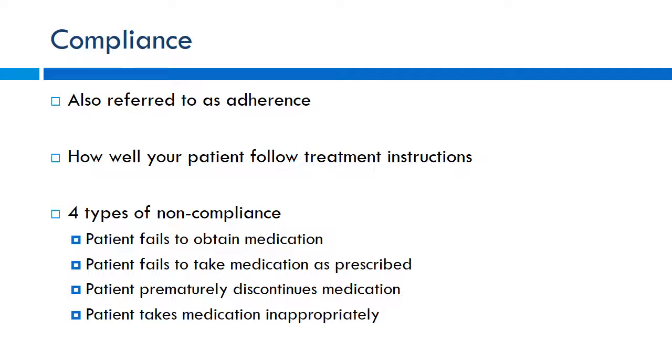Finished? Okay. So just real quick for compliance, also known as adherence, this is how well your patient is going to follow your instructions. There are 4 basic types of non-compliance. There's one where they fail to obtain the medication, so if they don't have money for it, they're not going to get it, or if they don't think it's going to work, they're not going to get it. They fail to take the medication as prescribed, either intentionally or unintentionally, right? So sometimes they're like, well, I only have enough money to get this every other month, so I'm going to take a pill every other day rather than one time a day, stuff like that.